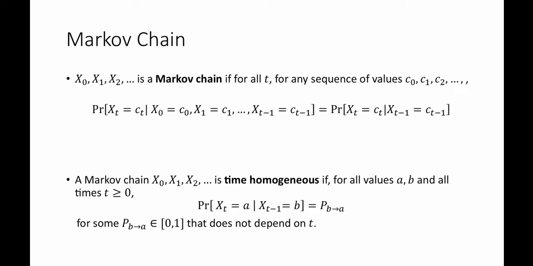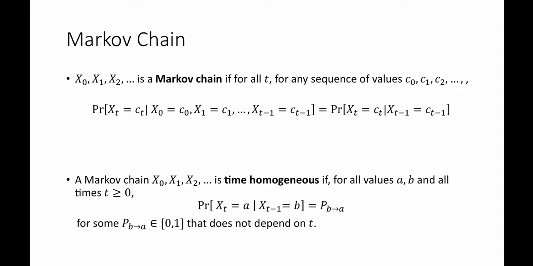Let's start with the definition of a Markov chain. We say that a sequence of random variables x0, x1, x2, and so on is a Markov chain if for all t, for any sequence of values c0, c1, c2, and so on that these random variables could possibly take on, the probability that xt is equal to ct, conditioned on the event that xi is equal to ci for all i less than t, is equal to the probability that xt is equal to ct, conditioned on only the event that xt minus 1 is equal to ct minus 1.